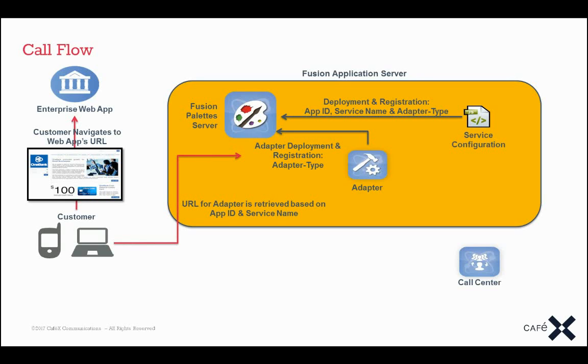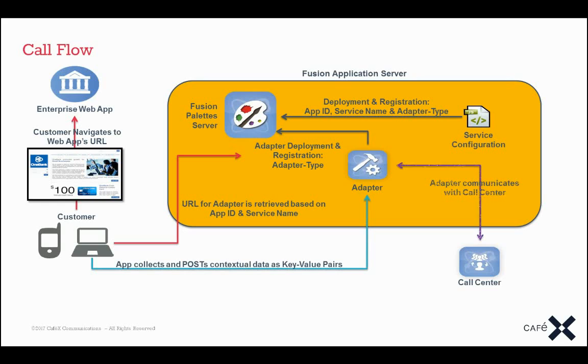When they initiate contact, as we saw earlier, the client application will go off to palettes and ask for an adapter that it can communicate with. Once it retrieves that, the application will then send the customer collected data to the adapter, which will then communicate with the appropriate call center application. Typically, the customer may then be required to dial into the contact center. Once that call hits the contact center, the customer's contextual data that was posted through palettes earlier will then be married up with the telephony call that's come in and be presented to the agent.